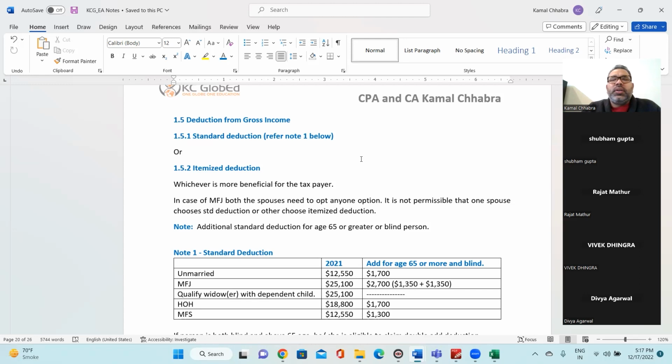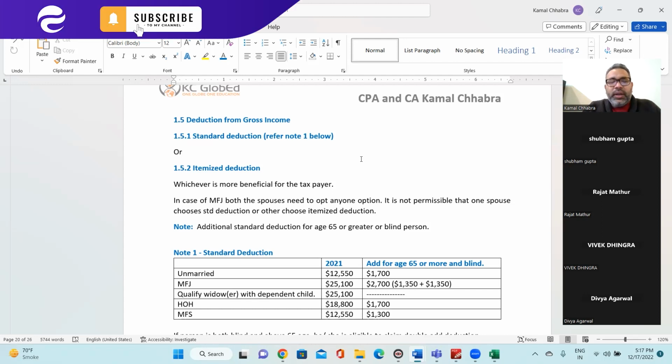But in the US, you need to choose either the standard deduction, or those categories of deduction which in India we use under Section 80. But you cannot use both. So as a tax practitioner, we need to evaluate which one is more beneficial for our client. That's the most important thing. Before filing the income tax return of the individual, it is our responsibility, as a taxpayer or as a tax advisor, to evaluate both options and suggest the better option to the client, so that his or her tax liability will be minimum.